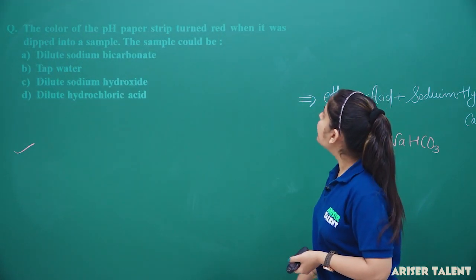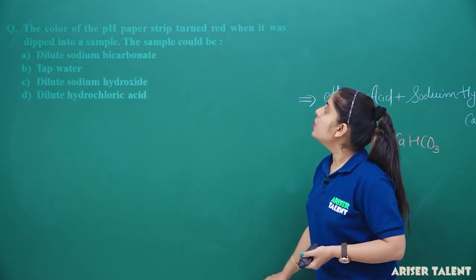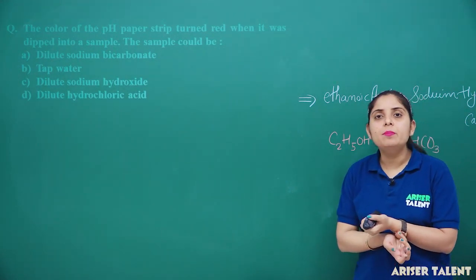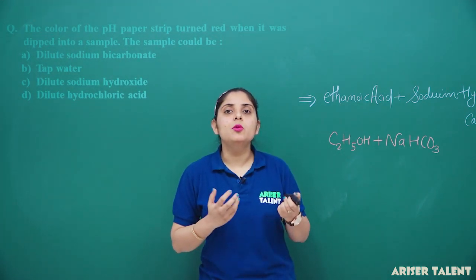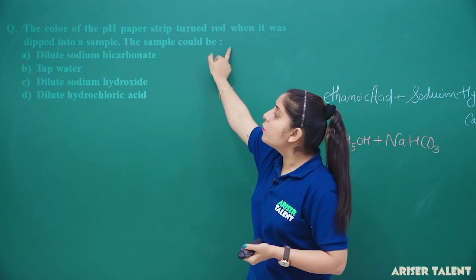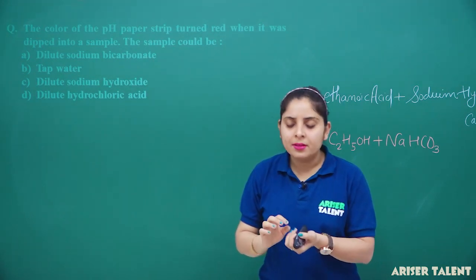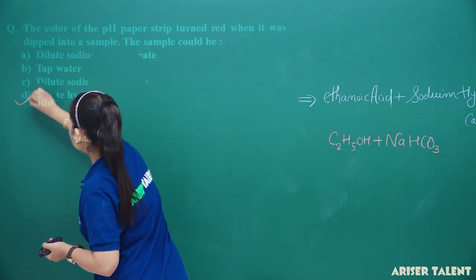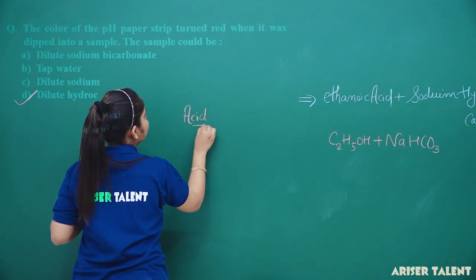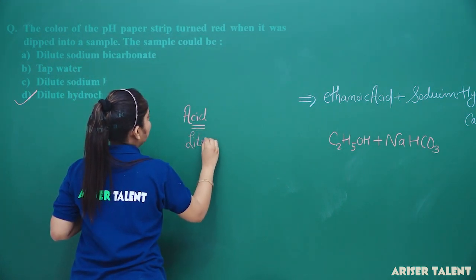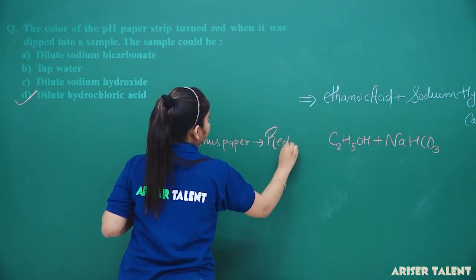The color of the pH paper strip turned red when it was dipped in a sample. So the pH paper strip is turning red. It means the substance we are using will be an acid. So acid will turn blue litmus to red. So the strip is turning red. It means the substance will be dilute hydrochloric acid, because this can occur only in the case of an acid. So the correct option is option number D, because in case of an acid, litmus paper turns red.